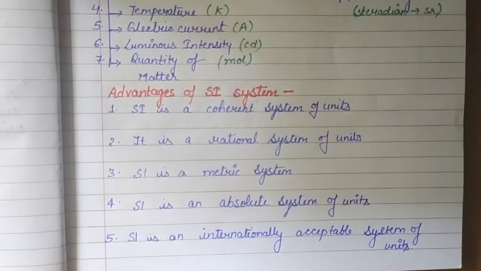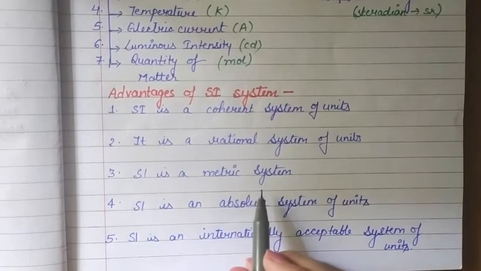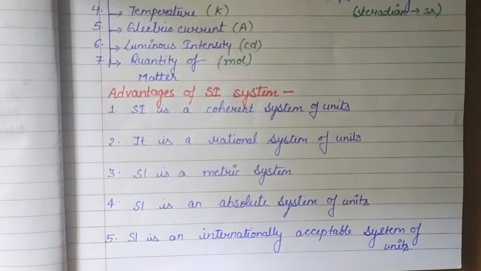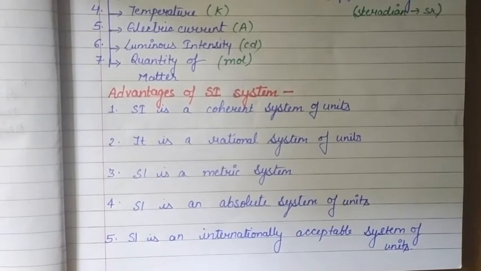Next advantage of SI system is that it is a metric system. That means the multiples and submultiples of SI units can be expressed as the powers of 10. Okay, so all the multiples and submultiples of SI units, we can express them as the power of 10. That's why it is called a metric system, and that is advantageous for us.